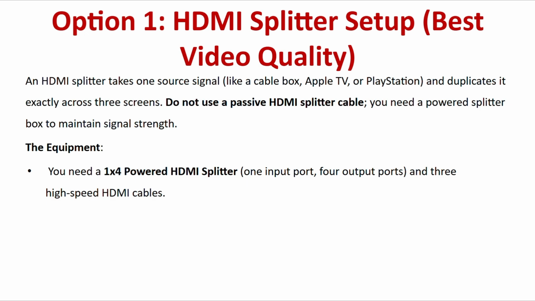Option 1, HDMI splitter setup, best video quality. An HDMI splitter takes one source signal like a cable box, Apple TV, or PlayStation and duplicates it exactly across three screens. Do not use a passive HDMI splitter cable. You need a powered splitter box to maintain signal strength. The equipment: you need a 1x4 powered HDMI splitter, one input port, four outputs, and three high-speed HDMI cables.